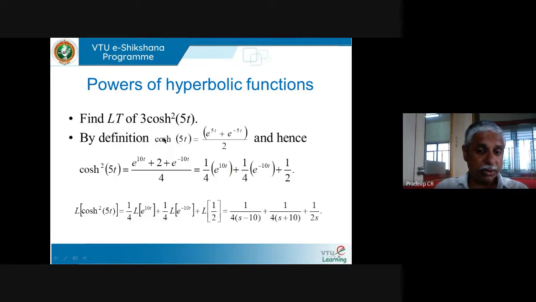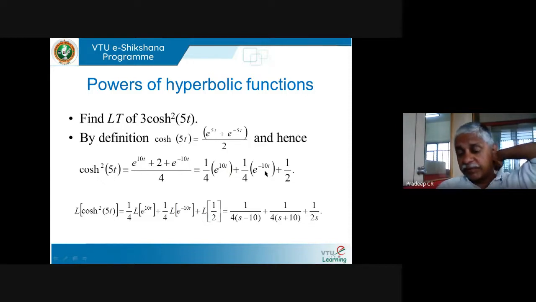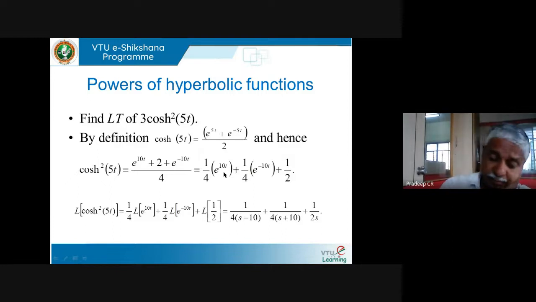Understand what I did? You give me a function in cos hyperbolic square, and I use the definition of cos hyperbolic at and square it, which gives me terms of the form e power at into some constant, and of course a constant itself. That's what I get in the expansion. So the Laplace of this whole thing is the sum of the Laplace of each of these terms. Each one I can find from the table of Laplace transforms.